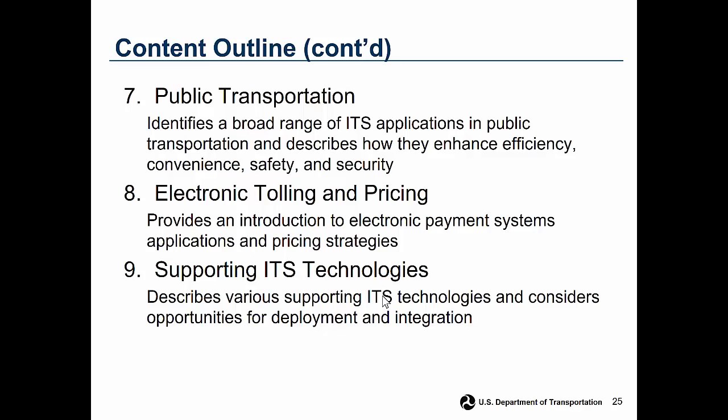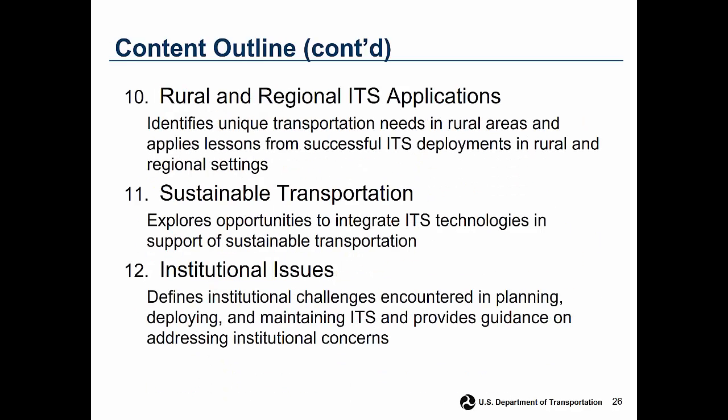Eighth, electronic tolling and pricing. This is becoming particularly important these days as we see more and more facilities are tolled. We hear discussion of things like VMT, vehicle miles traveled, taxes as opposed to the traditional fuel tax. So this is looking at the technology that underpins mobile collection of tolls and pricing. Module 9 will focus a little more on the types of supporting technologies that are out there to support ITS. Module 10 will look at rural and regional applications. A lot of ITS has been at the urban level, but there are applications in rural areas that are meaningful and significant. This module will focus on that.